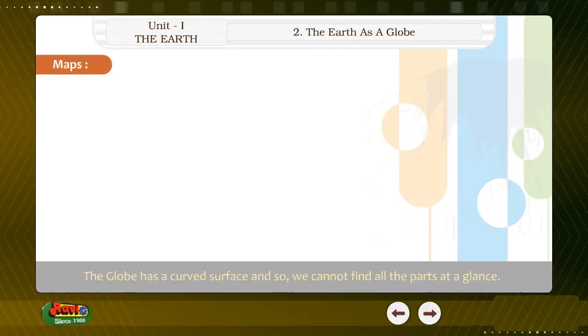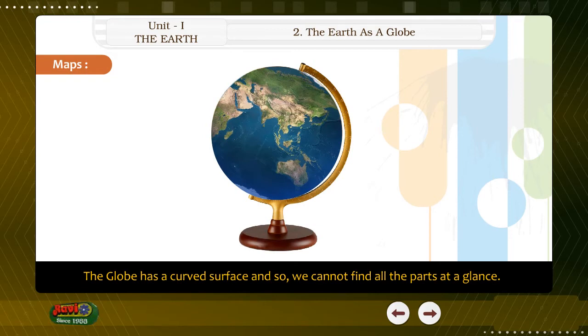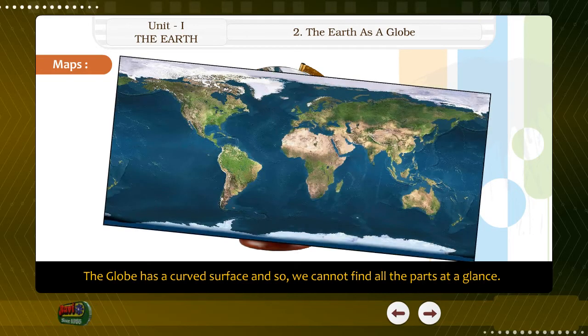Maps. The globe has a curved surface and so we cannot find all the parts at a glance. In order to overcome such difficulty, the globe is represented on a flat surface which is called a map.